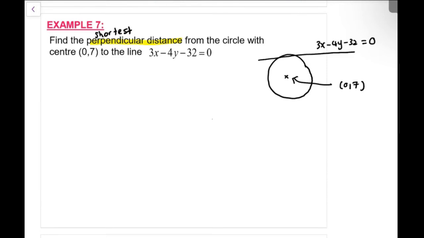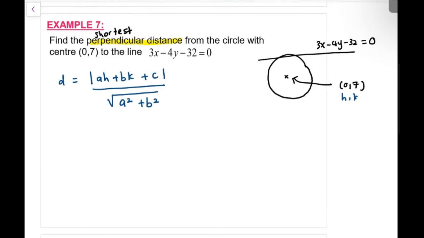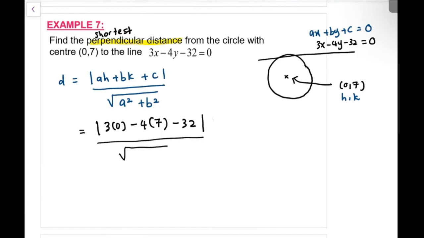If this happens, we can use straight away the formula: modulus of (Ah plus Bk plus C) divided by square root of (A squared plus B squared). h and k here come from the center of our circle, and then A, B, C are basically the constants that partner with our straight line equation. So now in order to find the distance, I just straight away compute. A in this case is 3, so 3 times 0. B would be negative 4, so negative 4 times 7. C would be negative 32. And then divided by the square root of A squared plus B squared, so we would have 9 plus 16. Calculate this up. So our shortest distance in this case would be 12.